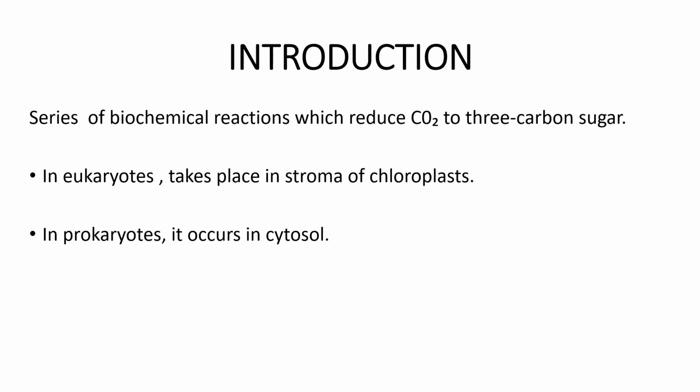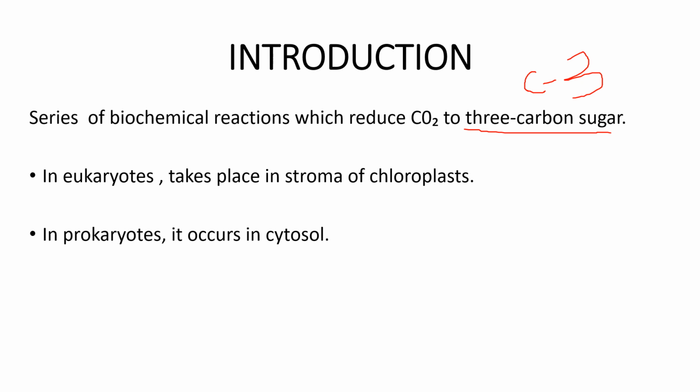The Calvin cycle is basically present in all the oxygenic photosynthetic organisms, that is plants. CO2 reduction and fixation occurs through the carbon fixation cycle, which is also called the Calvin cycle. So the Calvin cycle is a series of biochemical reactions which reduce CO2 to a 3 carbon sugar. So it is being converted to a 3 carbon sugar, that is why it is also known as the C3 cycle.